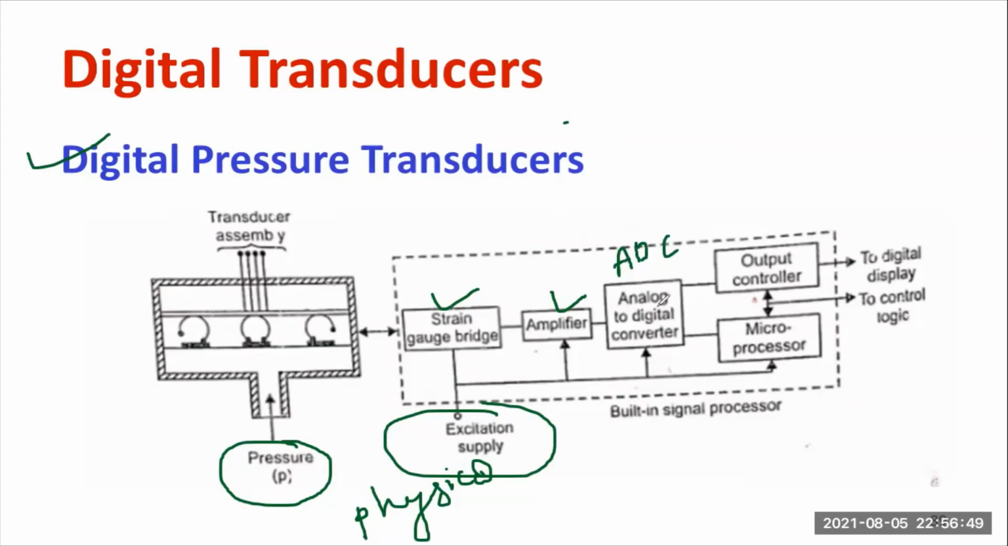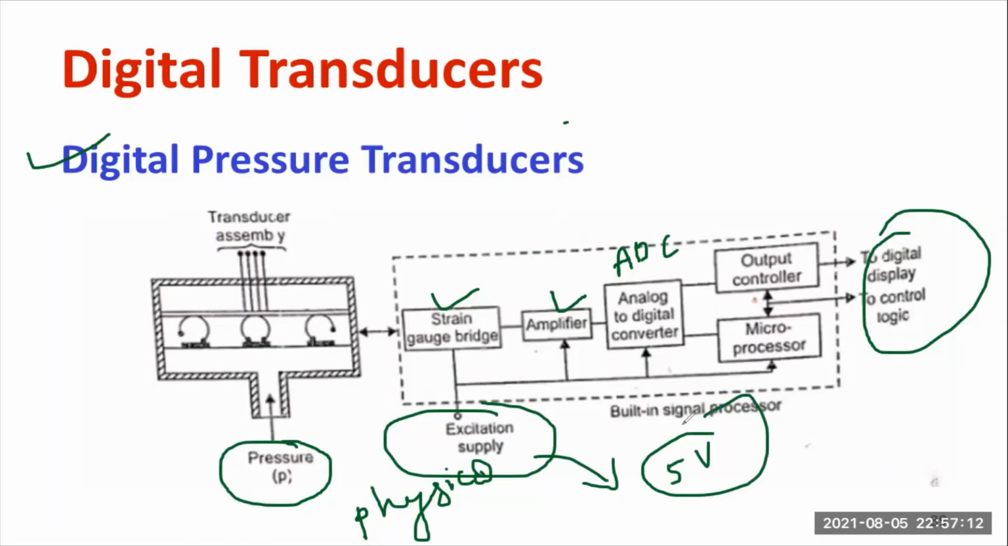Then the output of the ADC is connected to the output controller. Here the heart of the controller is a microprocessor. The output controller gives the digital display, and the microcontroller will operate according to the program. For that purpose, we have to provide an excitation supply of 5 volt, because the microcontroller also operates around 5 volt. So whatever pressure you apply here, you are able to get the coding, like 1010. Likewise, you get a digital output. This is the way a digital pressure transducer operates.